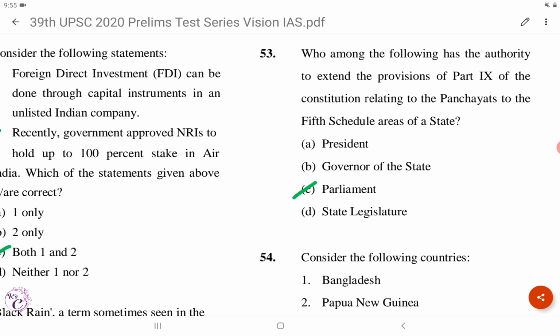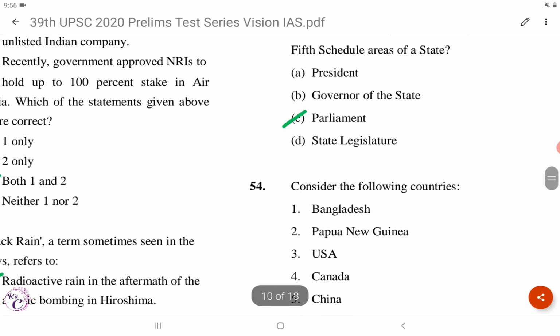At present, Scheduled 5 areas exist in 10 states like Andhra Pradesh, Chhattisgarh, Gujarat, Himachal Pradesh, Jharkhand, Madhya Pradesh, Maharashtra, Orissa, Rajasthan and Telangana. The Ministry of Panchayati Raj is the nodal ministry for implementation of the provisions of PESA in the states. Now let's come to question number 54.